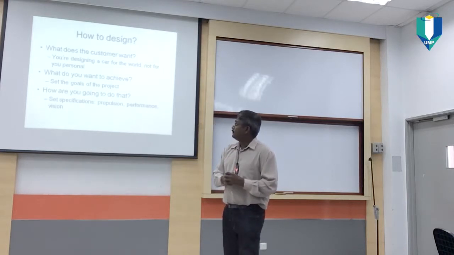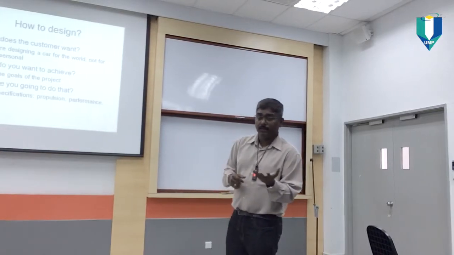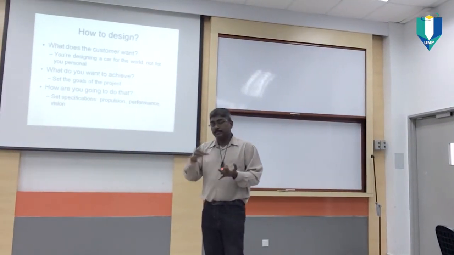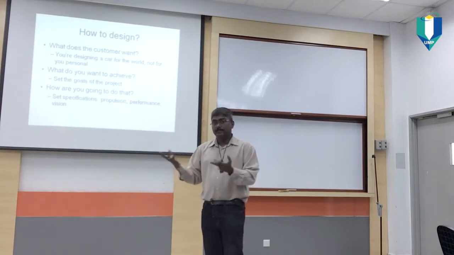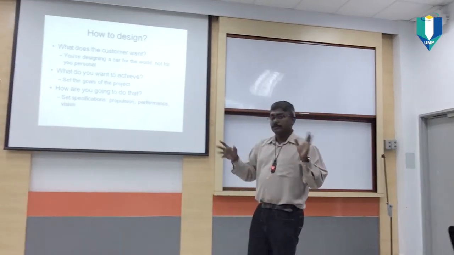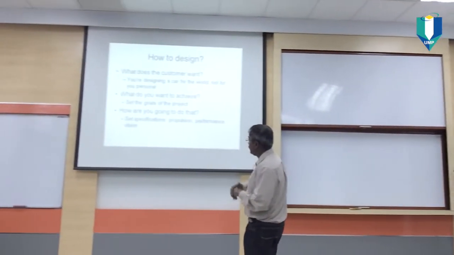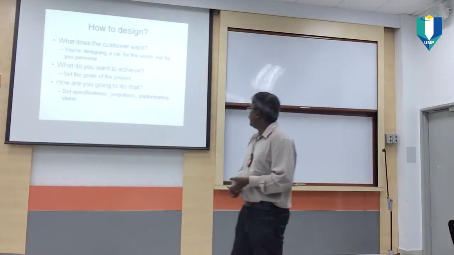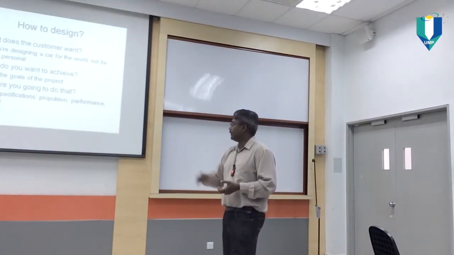And what do you want to achieve? When you start your design, you should have a goal. Whether this car is going to be an efficient car for city use, which is your niche area, or a car for enthusiasts, racers, or performance. So what are the goals? You should set that. How are you going to do that? The first step is to set some specifications: what kind of propulsion system, what kind of performance, and what is the vision for the car. Set the vision for your design.